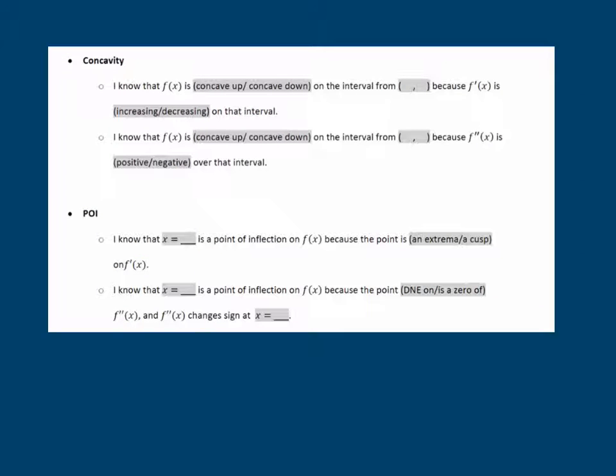Okay, concavity, you would say, I know it's concave up or concave down because the second derivative, or if you only have the first derivative, you'd say the first derivative is increasing or decreasing. Or if you can take the second derivative, or they give you the second derivative, is that positive or negative? So either of these work depending on what's been given. This is usually the one. You look for the first derivative and see where it's increasing, and that'll tell you the concavity.